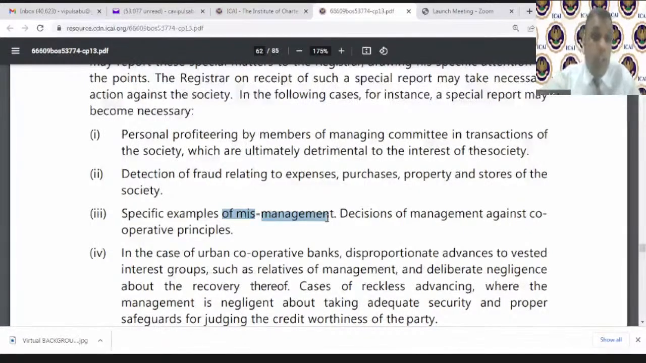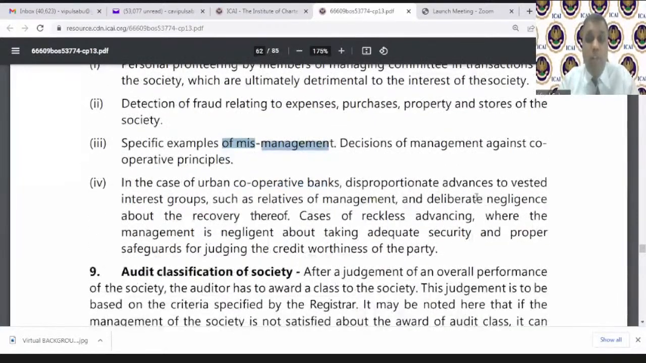Then in the case of urban cooperative banks, disproportionate advances to vested interest groups. We have all seen what scams have happened with the cooperative banks. Advances are given to vested interest groups, the relatives of the management, negligence is there with respect to their recovery, reckless advances are given without checking the creditworthiness. So this will affect the financial health of the cooperative organization, whether it be an urban cooperative bank.